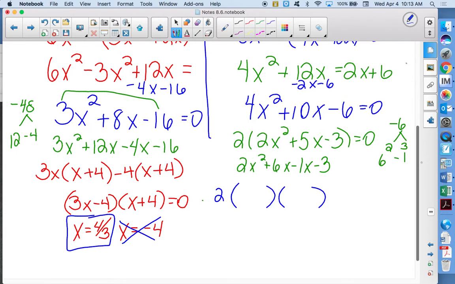So I have, if you divide by 2, it would be 2x minus 1. Yep, 2x minus 1 and then x plus 3. So the 2 goes outside, we factored that part out, that's the GCF. Then you get 2x minus 1 and x plus 3. So one solution would be 1/2, the other one would be negative 3.